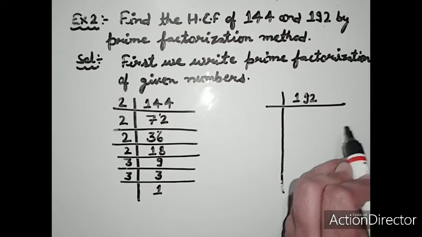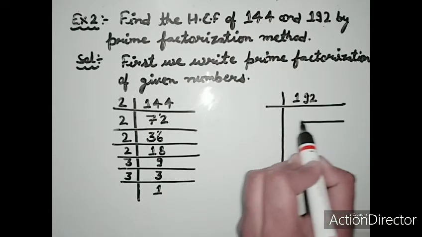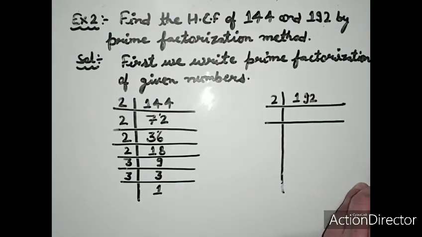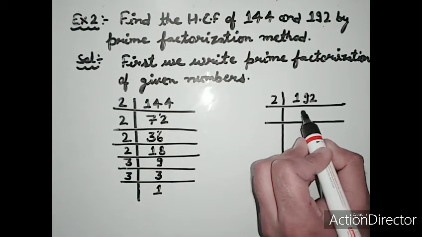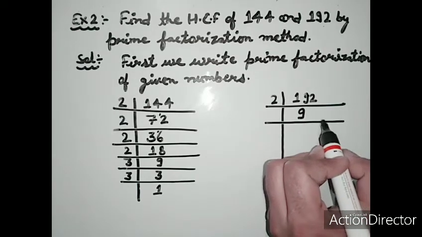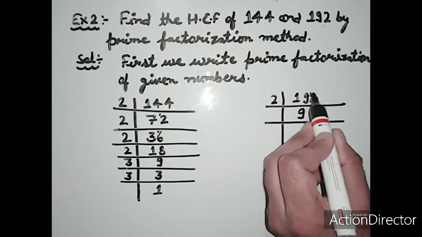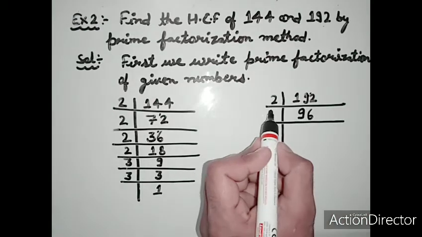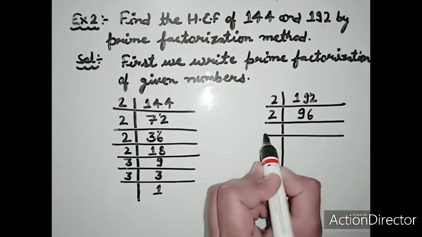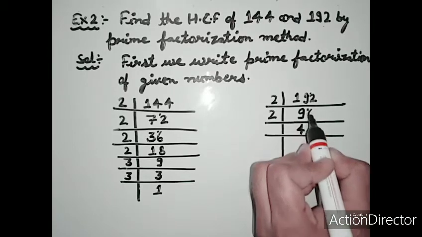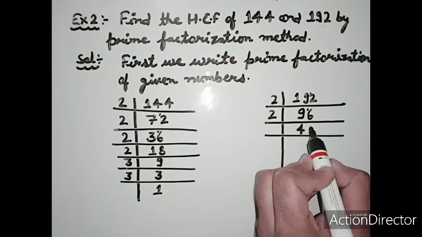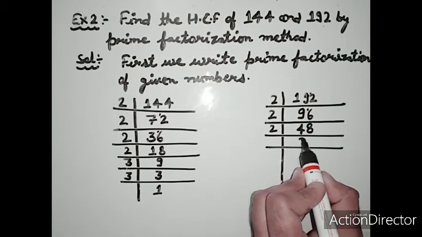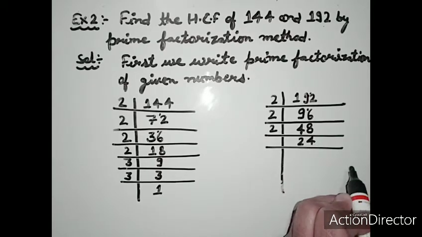Okay, now for 192, first 192 divide by 2. So 2 nines are 18, and 1 is left here. So 1 and 2 form 12. 2 sixes are 12. Now again divide by 2. 2 fours are 8. 1 is left here. 1 and 6 form 16, and 2 eights are 16. Then again divide by 2. 2 twos are 4, and 2 fours are 8.